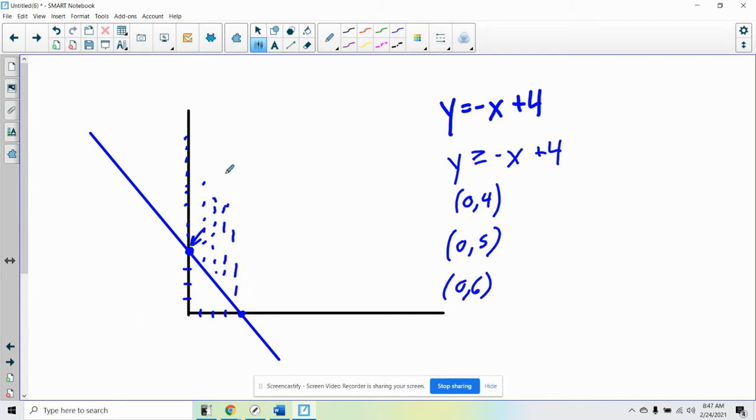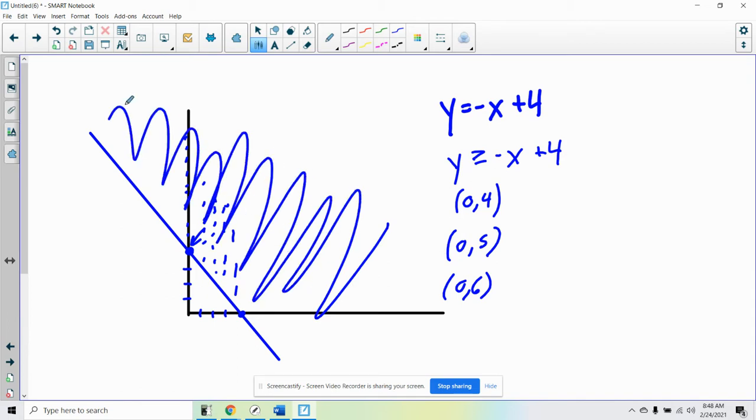So the solution, or the graphical representation of every single point that satisfies this inequality, not equation, inequality, would be this line and everything above it. Okay, so now when we graph, we're not only going to have a boundary line, we're going to have an entire section of the graph that satisfies the inequality.